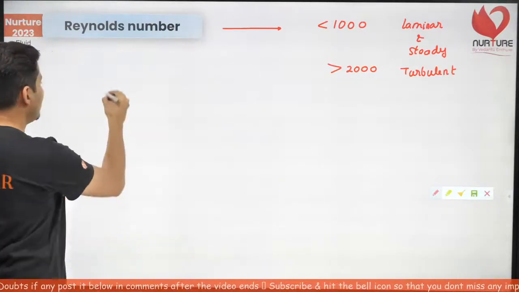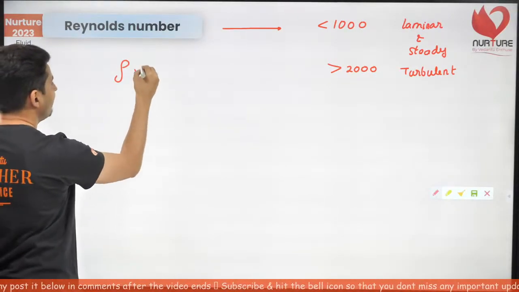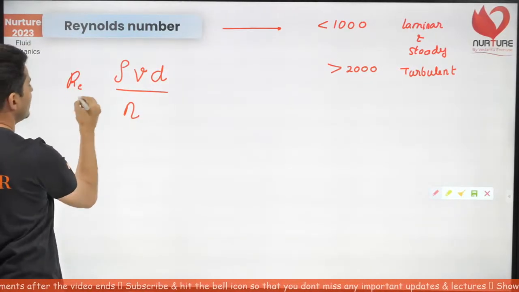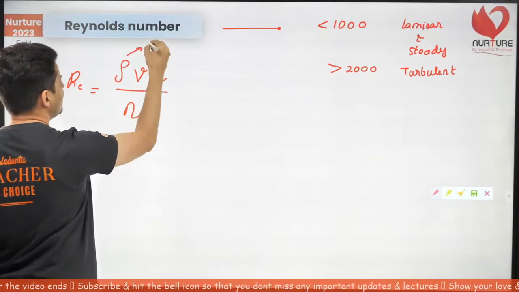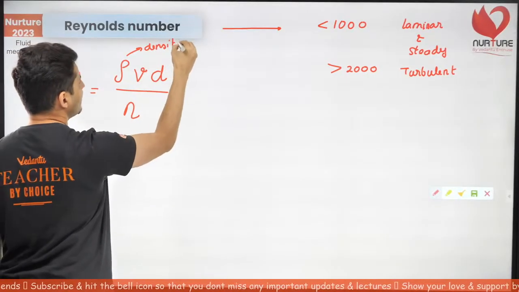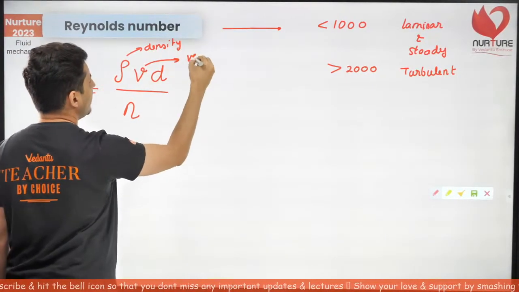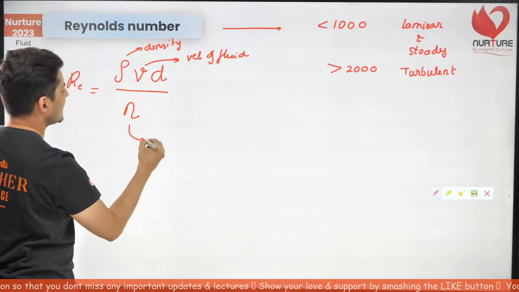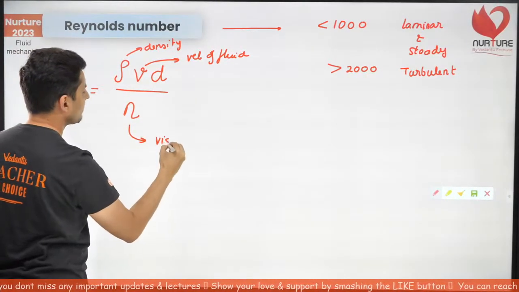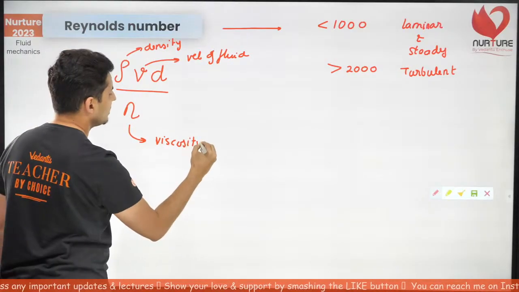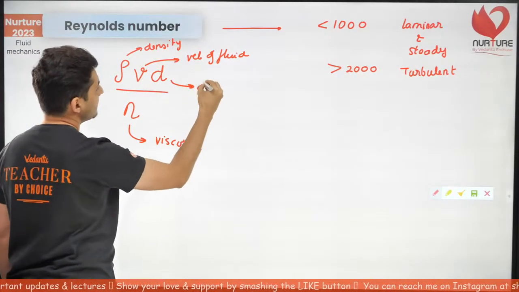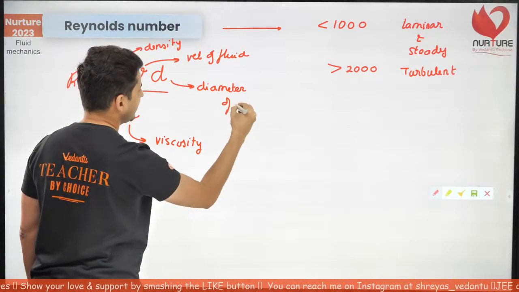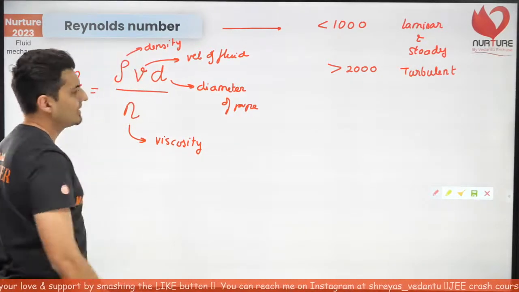And what is this Reynolds number? It is rho v d by eta. This is your Reynolds number. What is rho? That is density. What is v? That's the velocity of fluid. What is eta? It's the viscosity, the coefficient of viscosity. This d is basically the diameter of that particular pipe. That's how you get it.